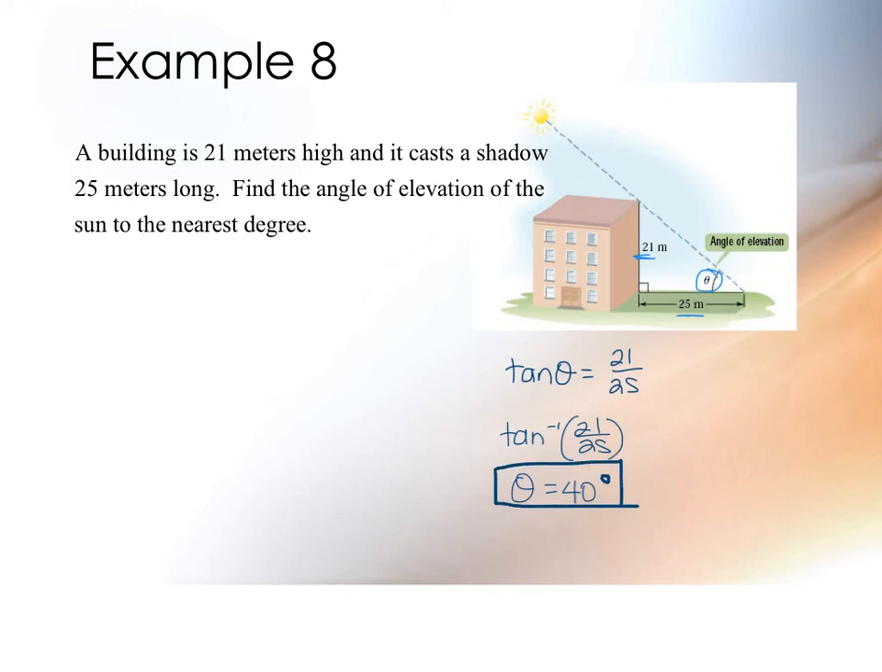If you're looking for a measurement, you're using the regular sine, cosine, and tangent button. If you're looking for the angle, then you're doing the negative ones. So sine negative one, tangent negative one, cosine negative one. Questions?